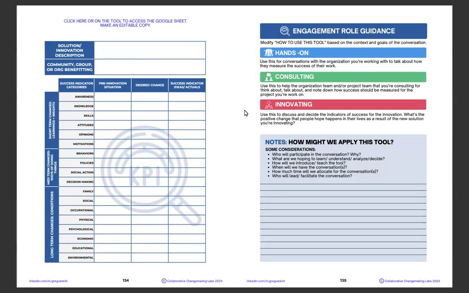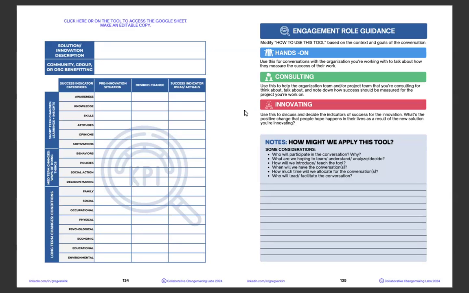Then you want to know who's the community group or the organization that's benefiting, right? So with this solution, you're solving a problem for someone. Who are you solving a problem for? It's a community, it's a group, or it's an organization potentially, right? Okay, then what we want to do is we want to look at our actual sort of tool here.